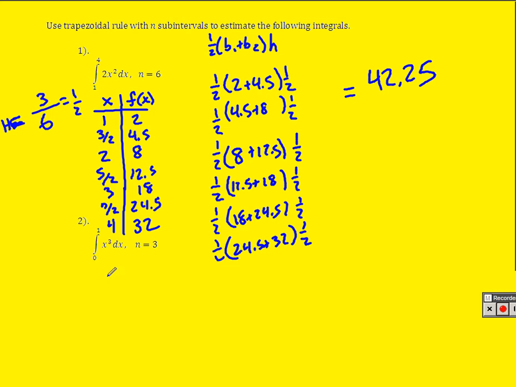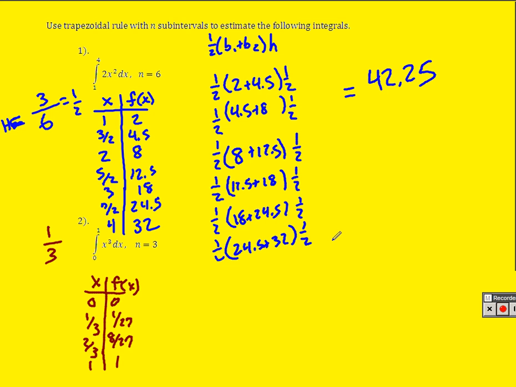Alright, now let's look at the second one here. Same thing, I want to make a table of x and f of x. I've got to start at 0. My range goes 1, and I have 3, so 1/3 should be what each interval is. So 1/3, 2/3, and 1. When I do x cubed, 0 cubed is 0, this becomes 1 over 27, 2/3 cubed is 8 over 27, and 1 cubed is 1.